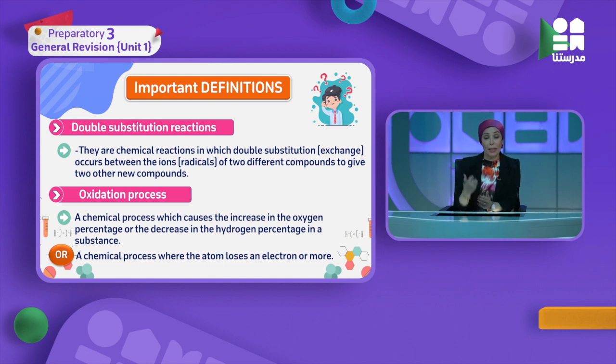Remember when we explained it before, we said we have a magic word: OIL RIG. OIL for oxidation: oxidation is losing. Remember this magic word very well. And RIG: reduction is gaining. So if you forget the definition, put the magic words in front of you and say OIL, so what? Oxidation is losing, and start to define it. RIG, reduction is gaining, and start to define it.